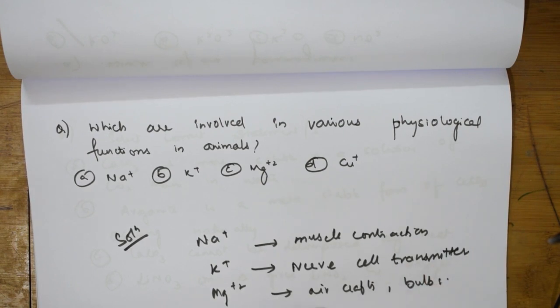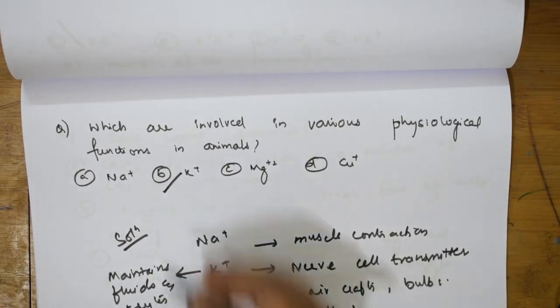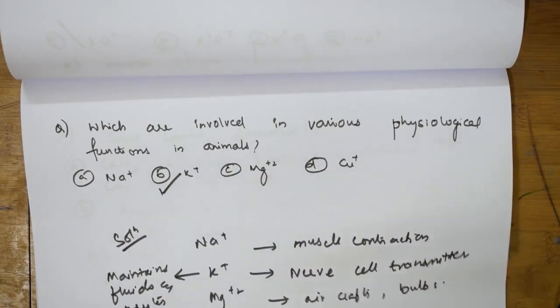Now Cu is used in alloying. It is used in making alloys. Right. And potassium, one more important thing I forgot to say, is used to maintain fluids. Potassium maintains fluids and balances the electrolytes in the body. So the correct option is potassium, which is used in the physiological function of animals.